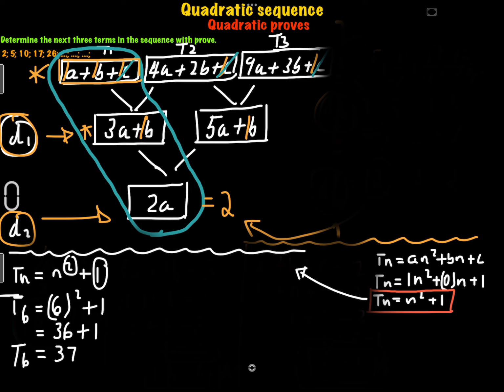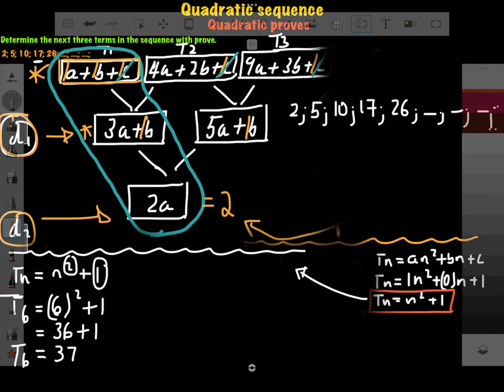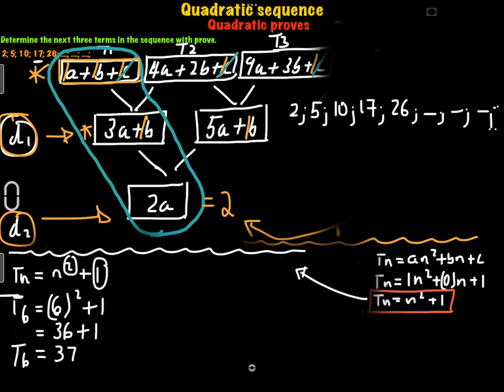So remember, we start off with 2, 5, second term, third term, fourth term, 17, and then the fifth term is 26. So we need to find the sixth term, the seventh term, and the eighth term to address our question, because we are asked to determine the next 3 terms in the sequence. Now, we already found the sixth term. In this case, the sixth term is 37.